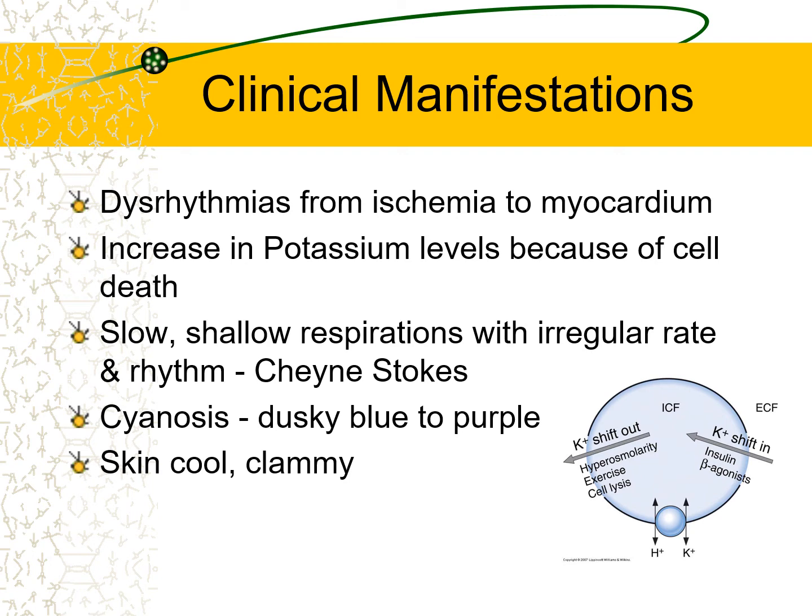At this point is when we can see those shallow, slow respirations, and we refer to it as a Cheyne-Stokes respiratory pattern. Again, you may see cyanosis, dusky blue to purple, and the skin is cool and clammy, as always. That is an indication of problems with perfusion, ineffective tissue perfusion.